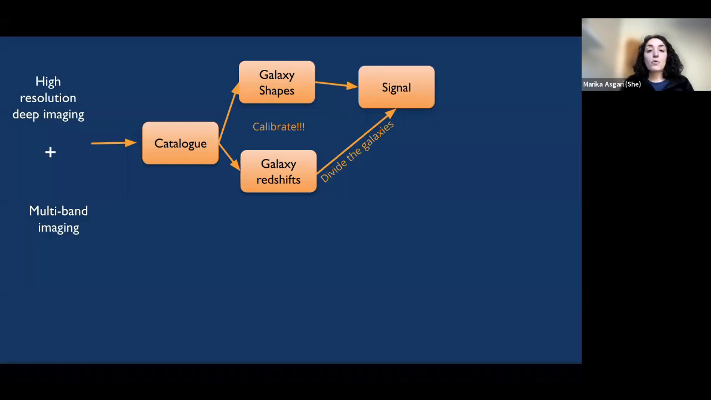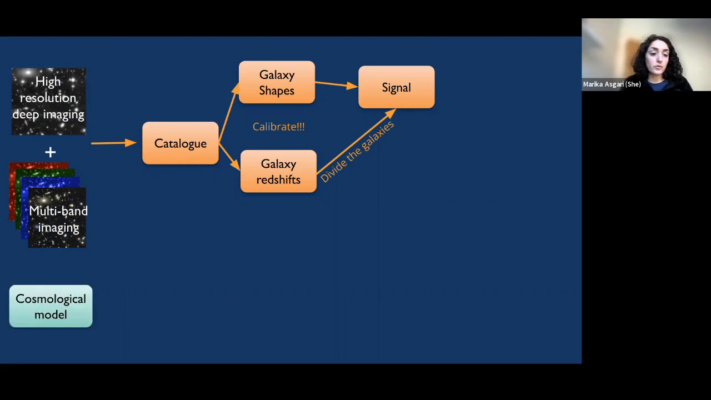Okay, now once we have this information, we can divide the galaxies into redshift bins to get the evolution of matter, and then measure the signal by correlating the shapes of galaxies in the same redshift bin or between two redshift bins. Now we have the signal, we need to have a model to compare with it. Now you can choose any cosmological model that you want, but usually it's a standard model, flat lambda CDM.